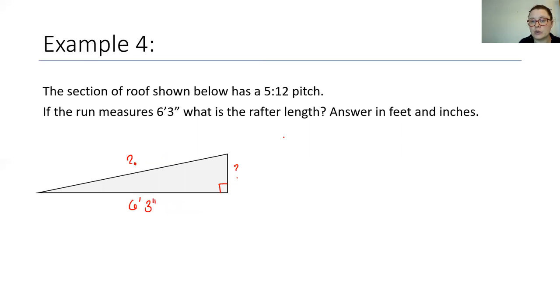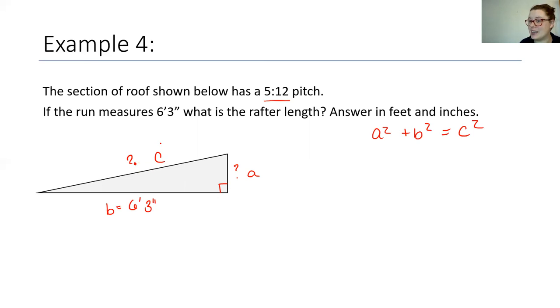Okay, so let's label our Pythagorean theorem. A squared plus B squared equals C squared. So we'll call this C because that's my hypotenuse. We'll call this one A, and let's call this one B. Now we need to know A in order to find C. So we can find that out using our pitch.